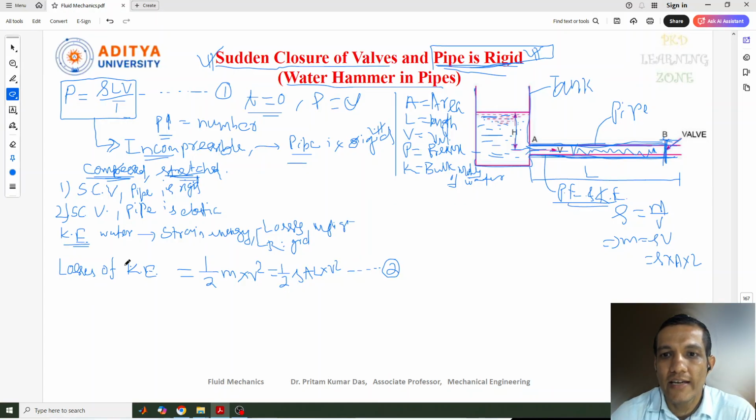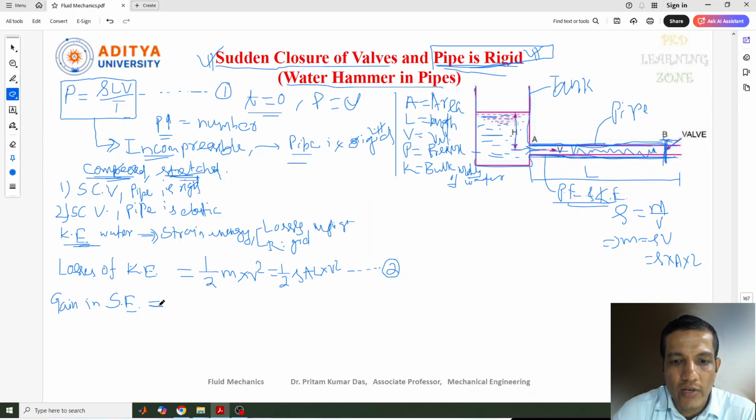So what is strain energy actually? The strain energy is nothing but the energy stored in a body due to some kind of deformation. Okay, so that is strain energy. So though we have identified this kinetic energy loss, the kinetic energy is also converted to strain energy, so there is a gain in strain energy.